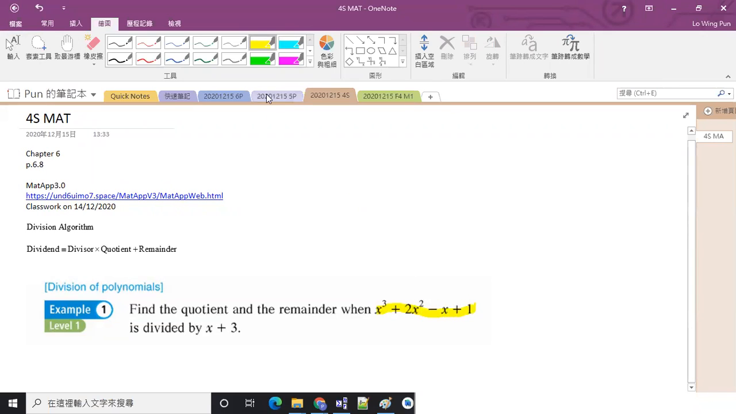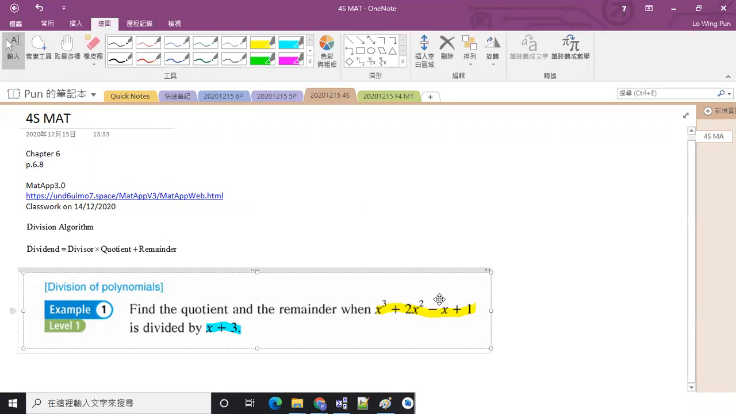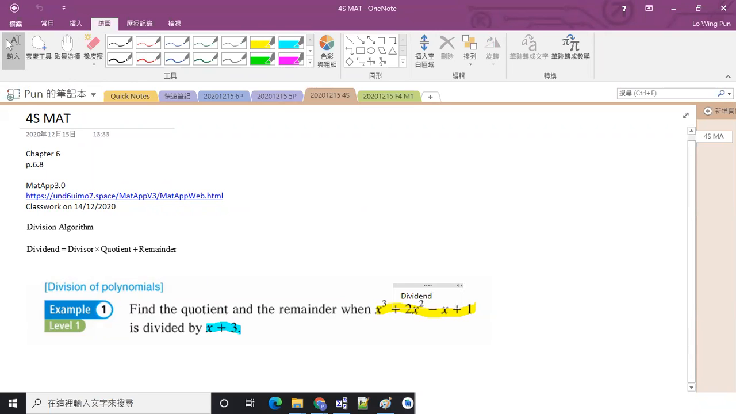So now in example 1, when x cubed plus 2x squared minus x plus 1 is divided by x plus 3, so we know that this one should be the dividend. Okay, and because it's divided by x plus 3, so this one is the divisor.